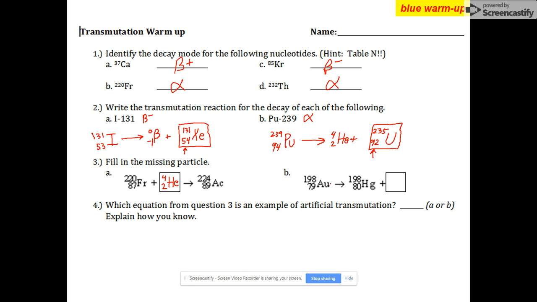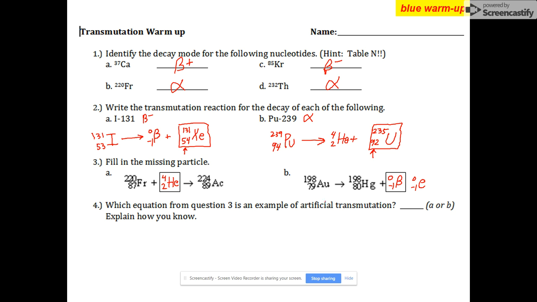Okay, gold 198 decays to produce mercury 198 plus something. Well, whatever this is, it has a mass of 0, this particle, because 0 plus 198 equals 198. 79, 80, this has to be something with a charge of -1. -1 plus 80 equals 79. So this is a beta particle. You could also have written this like this, because that is an electron.